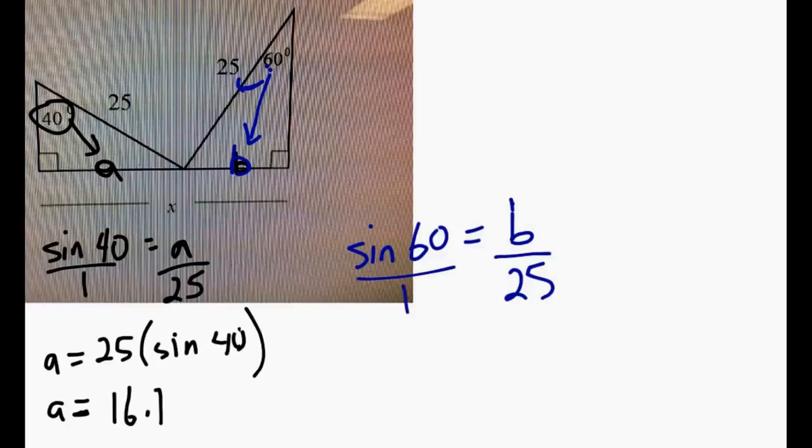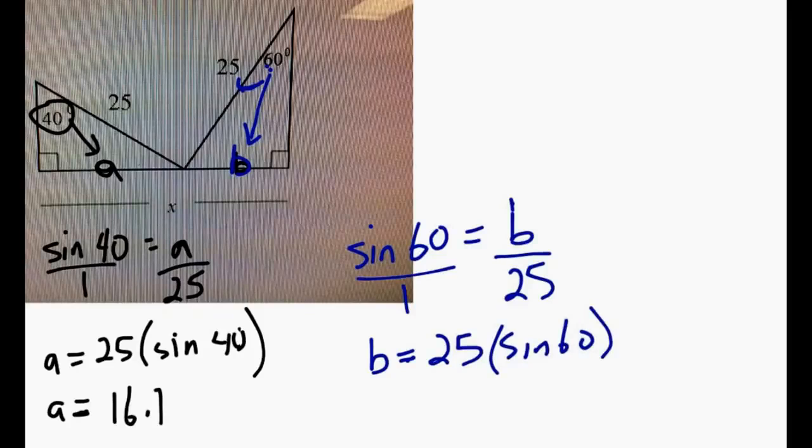When we cross multiply those, we get pretty much the same thing. So 25 times sine 60. Okay, so go 25 times sine 60. And that gives us an answer of 21.7 if we round it off. And that's it. We're pretty much done.